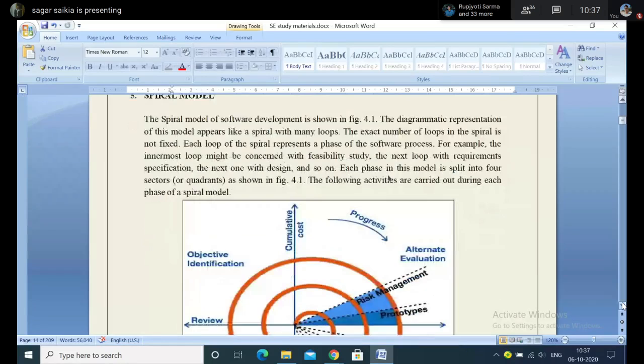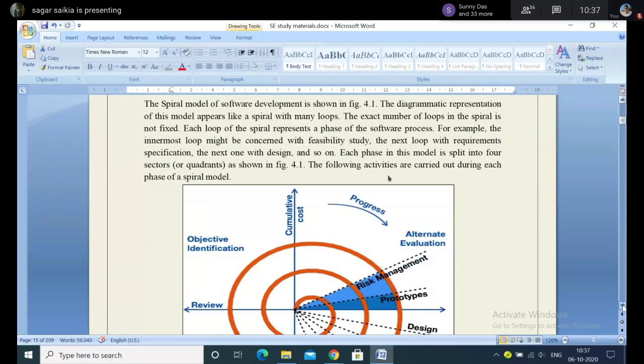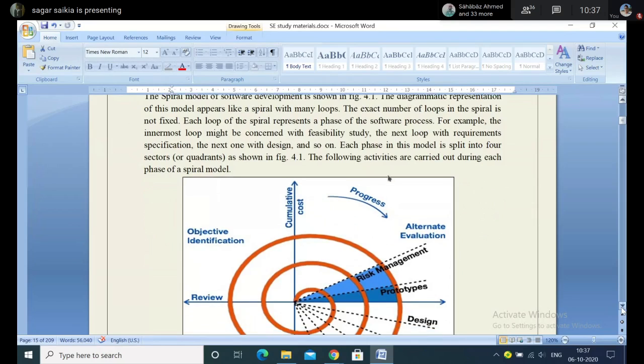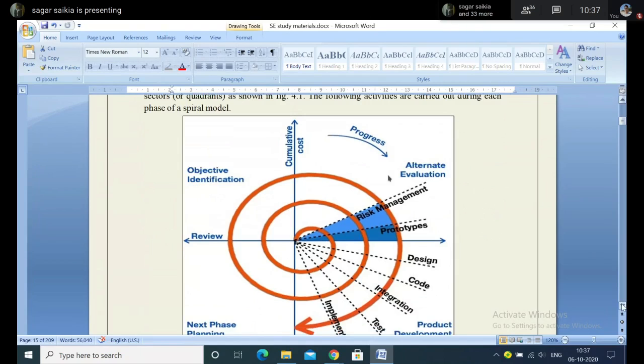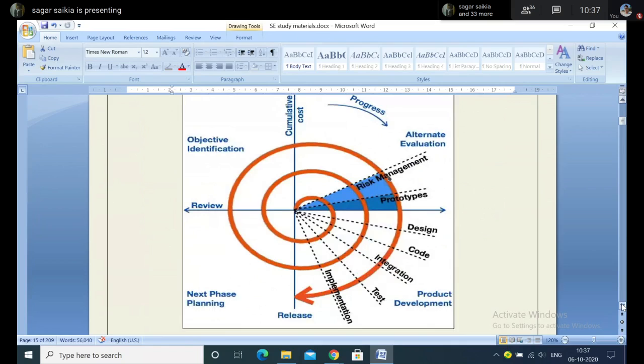The next is the spiral model. So this is also one of the most important among the life cycle models. Okay, so here if you can see the spiral model of software development is shown here. So there are four quadrants if you see, isn't it? Or sectors also. You can see these are the activities which are carried out during the spiral model of system development. So this diagram is very, very important from the examination point of view.